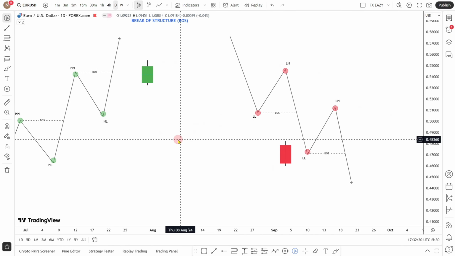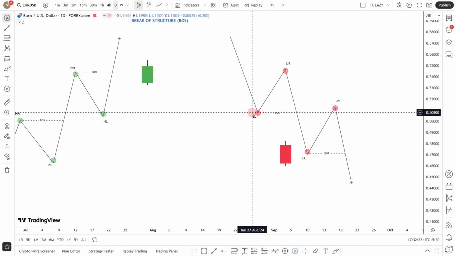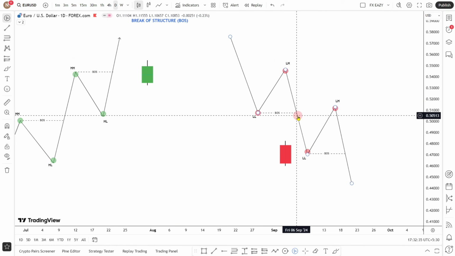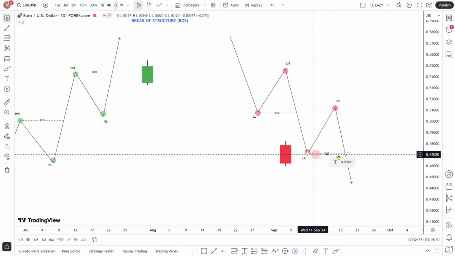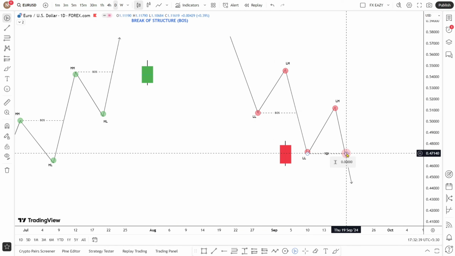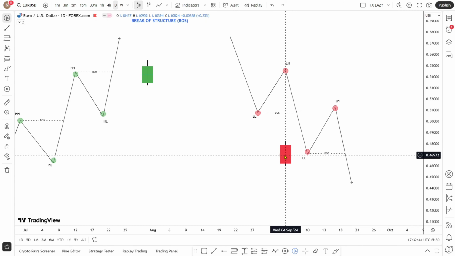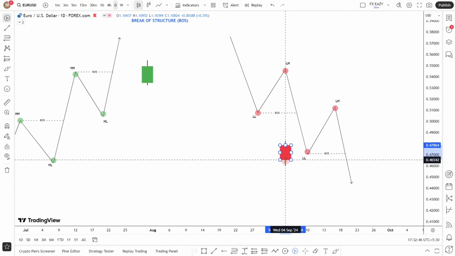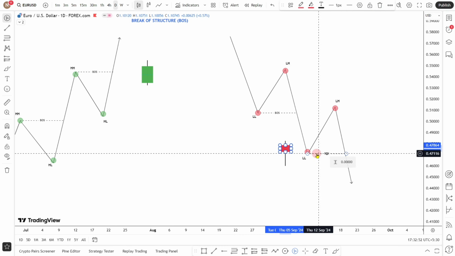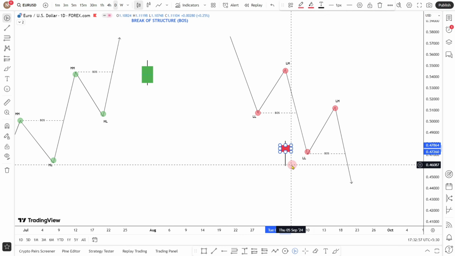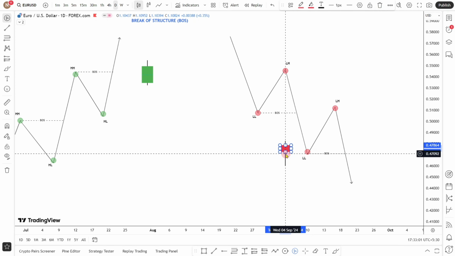And another, when the market is breaking lower lows and the candle closes below the previous lower low, then your BOS would be confirmed here. If the candle does like this, the candle sweeps and the wick forms below the lower low, this low point, then it would not be your confirmed BOS. Your BOS would be confirmed whenever the market closes below this area.